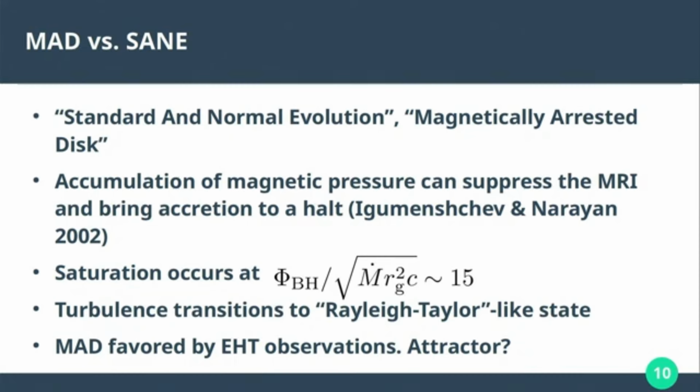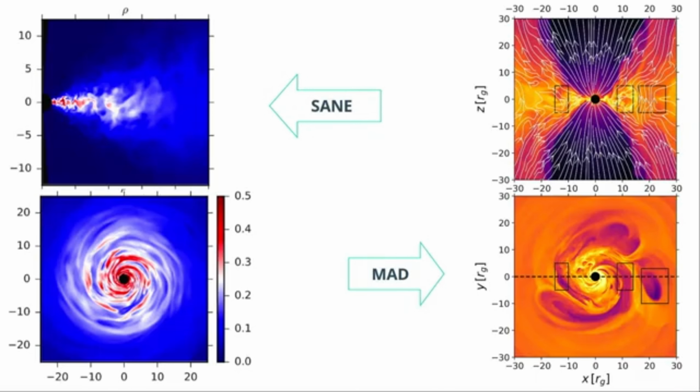Something interesting is that MAD seems to be in general favored by the EHT observations. If you remember the pizza plots that I showed you before, there were only 2 spots that were green, and both of these 2 spots that are green because they pass all of the constraints are in the MAD regime.